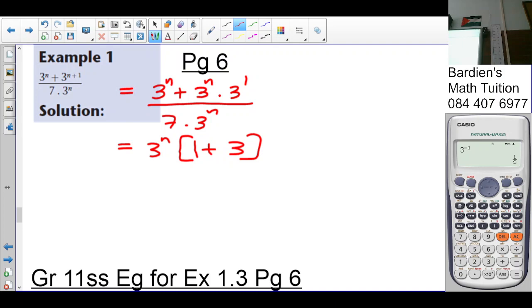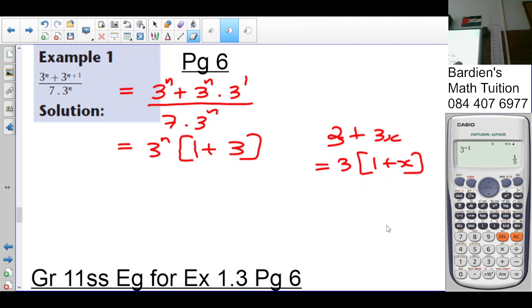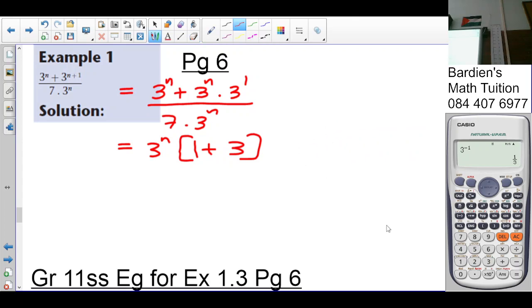Alright. Remember people, if we've got 3 plus 3 to the x, what is common here? 3. What are we left with? 1 plus x. So whenever we take out the whole term as a common factor, we must put a 1 there. You guys understand it? Am I moving too fast? No. Okay. And this is all over what? 7 times 3 to the n.